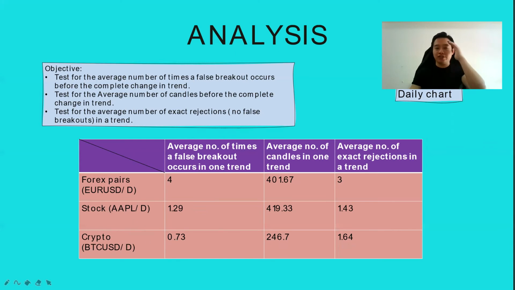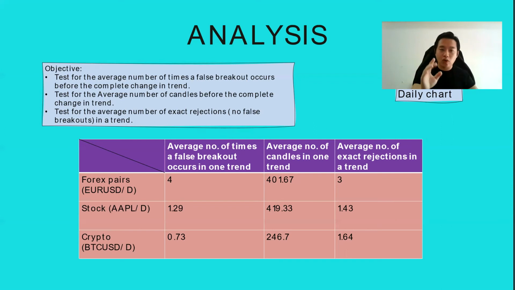So if you want to use the 200 EMA to the dot, whereby every time it forms a trend, you want to place a buy or a sell when it is exactly respecting, crypto works the best because the exact rejection is more than the forced breakout. Forex didn't work that well because the exact rejection is 3, the forced breakout is 4. So the exact rejection is lesser than the forced breakout.